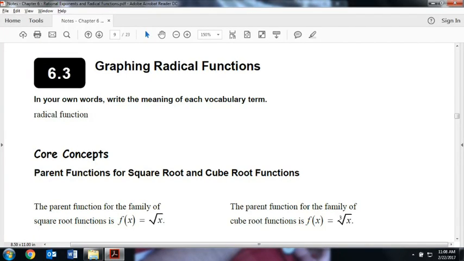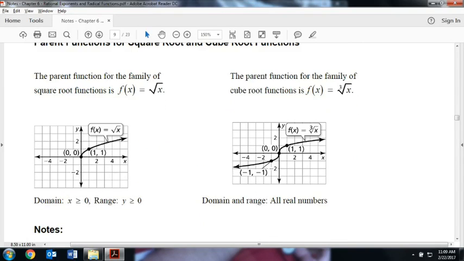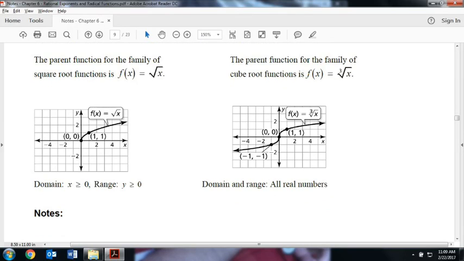All right, this is chapter 6.3, graphing radical functions. All right, let me scroll down a little bit. Here are your core concepts. These are your two forms that come out of it. Either A, you'll get one that's just got the little swish, like this one right here.